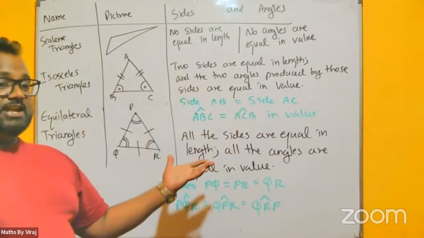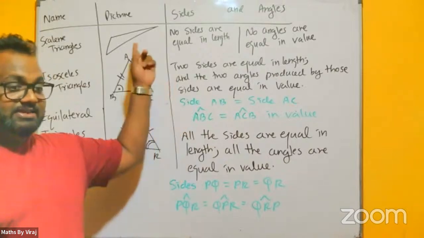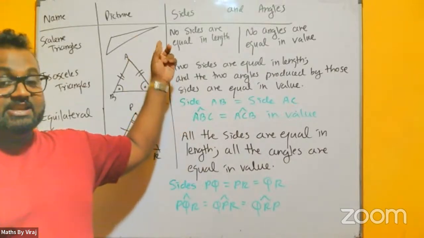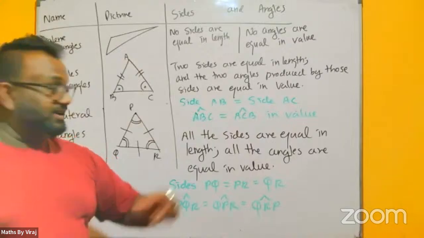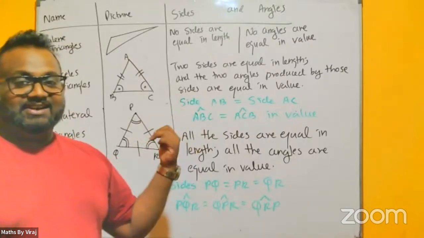What if no sides are equal to one another? Those are called scalene triangles. What if all their sides are equal? Then it is called an equilateral triangle.